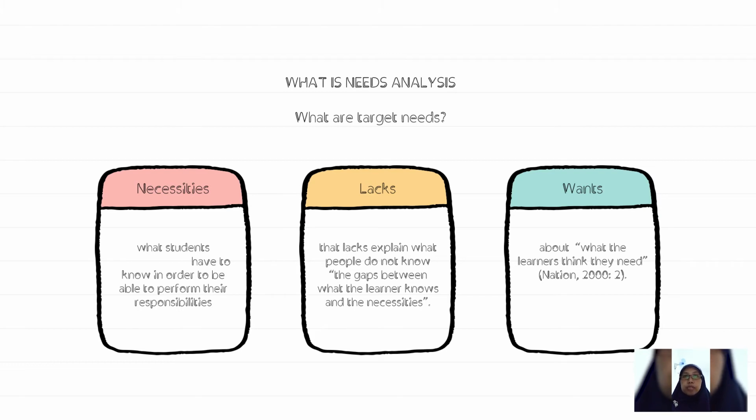It is quite possible that the learner's views will conflict with the perceptions of other interested parties such as course designers, sponsors, and teachers. Thus, wants are about what the learner thinks they need. It is suggested by Nation. The analysis of target situation needs is in a sense a matter of asking questions about the target situation and the attitudes towards that situation of various participants in the learning process.